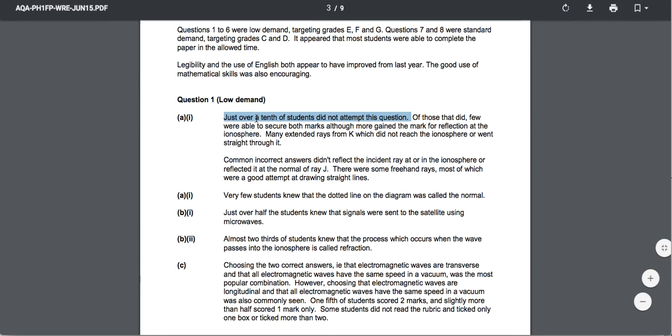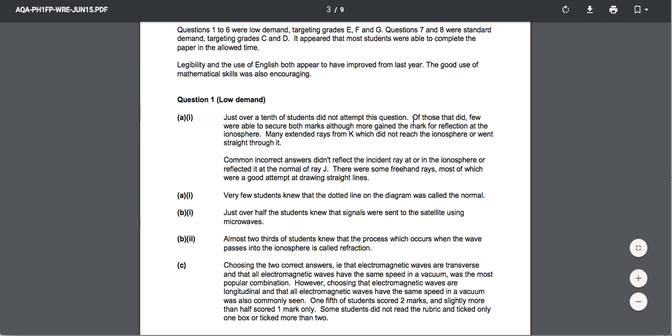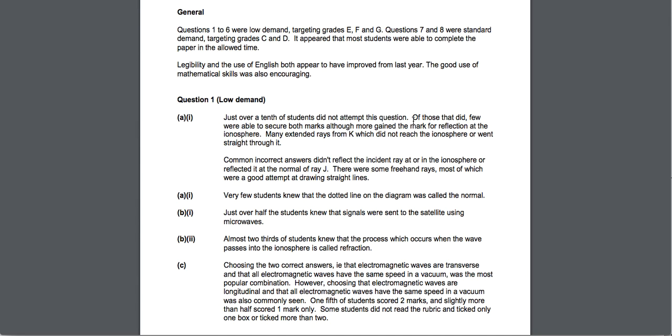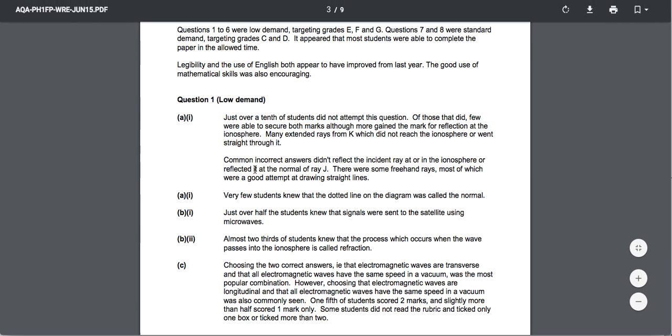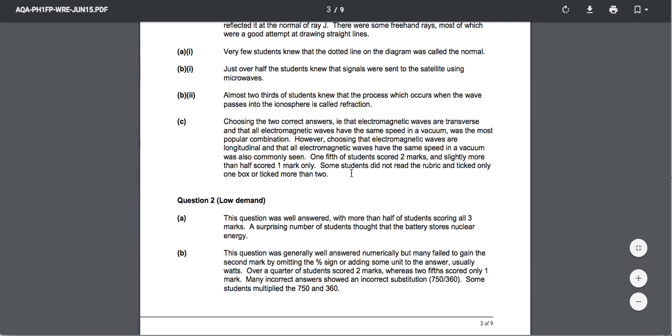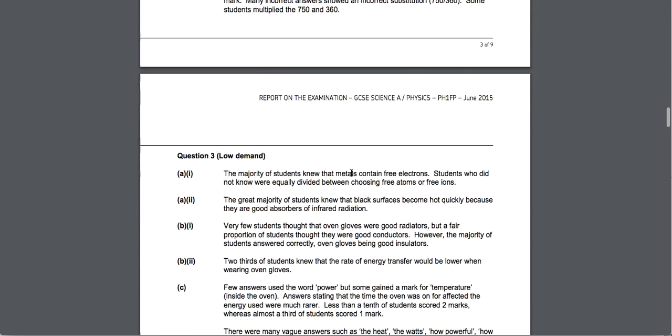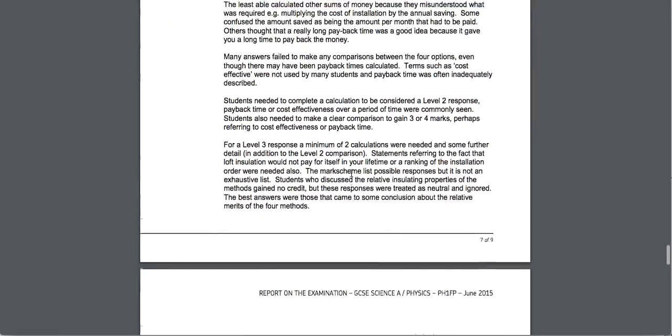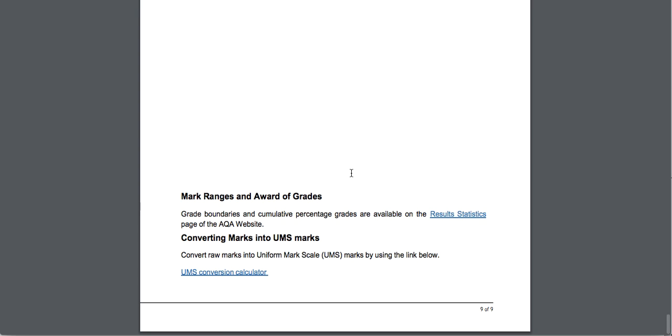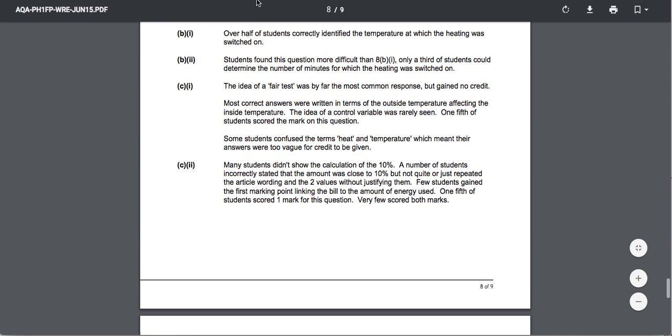Of those that did, few were able to secure both marks. More gained the mark for reflection at the ionosphere. So what you can see is even though some people didn't get both marks, many people did get at least one for trying. Common incorrect answers didn't reflect the incident ray, or reflected at the ionosphere, or reflected at the normal of ray J. You can go through each of these, seeing whether or not you got the right answer and whether other people did the same as you. Was your mistake normal? Was it something abnormal? You can see all of this here, and how to actually answer questions successfully. It's really interesting to go over the test you wrote and how that relates to this.